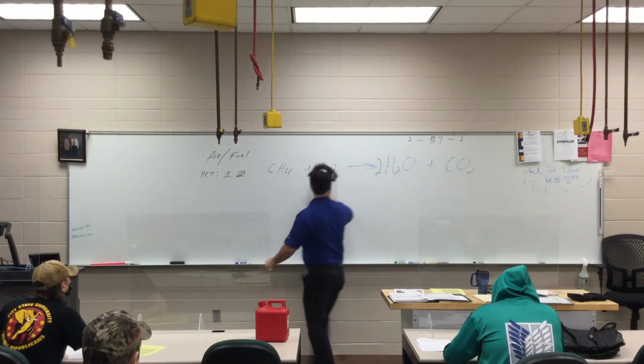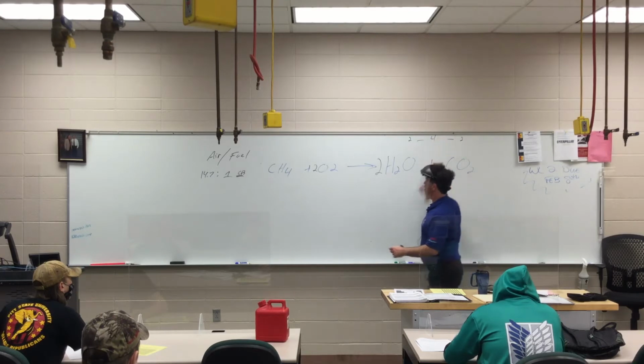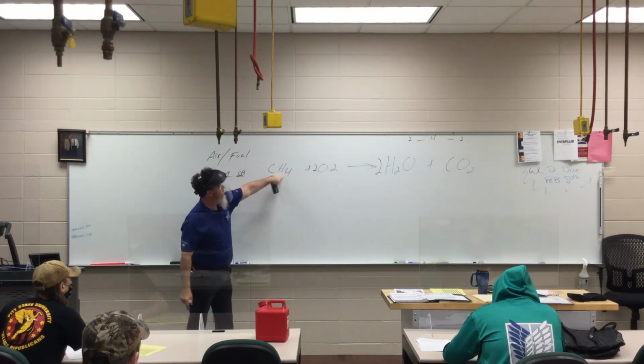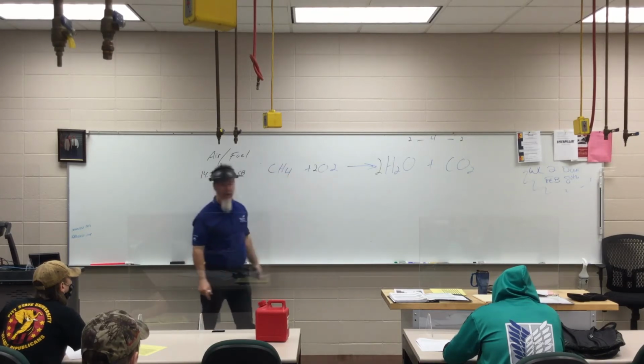So let's go back to this guy right here. It's not an odd number, it's a 4. So let's go back and look. I got one carbon over there, I got 4 hydrogen, 4 oxygen, 2, 3, 4. Does that look balanced?